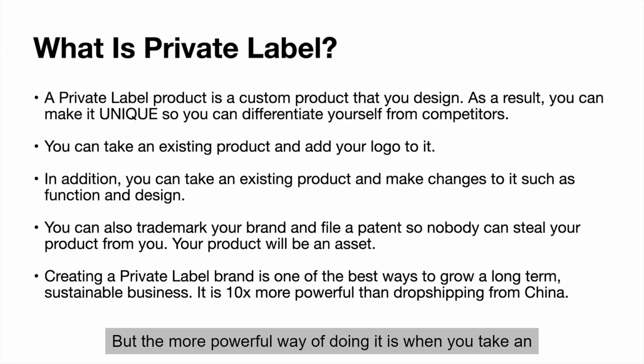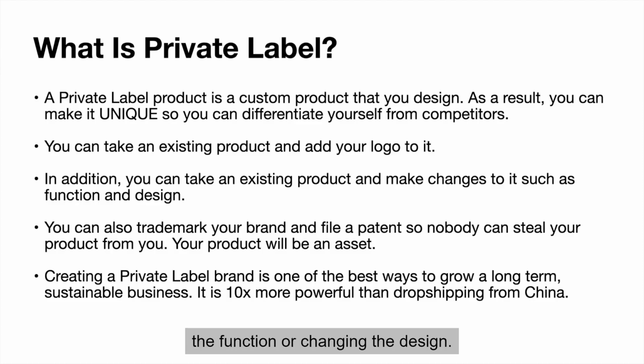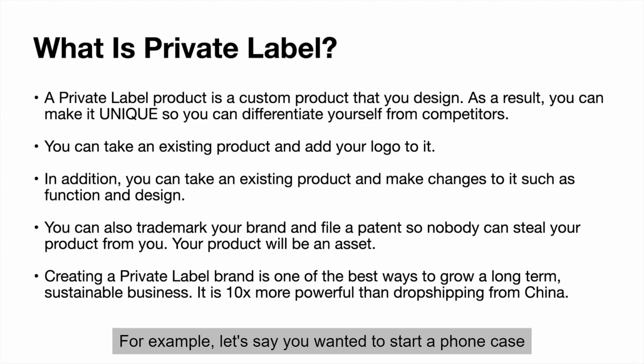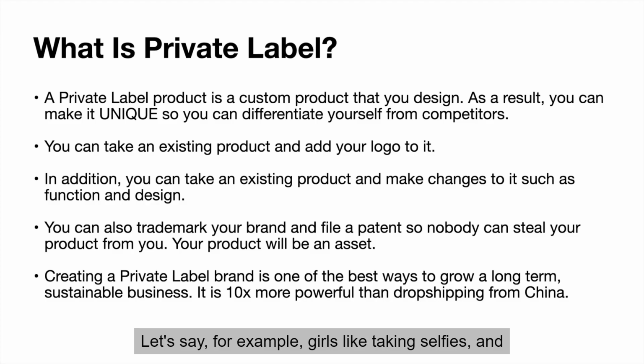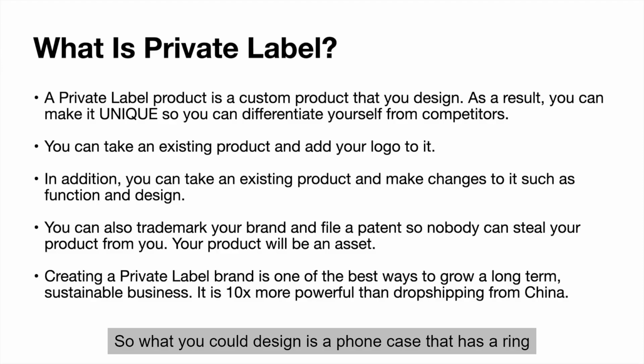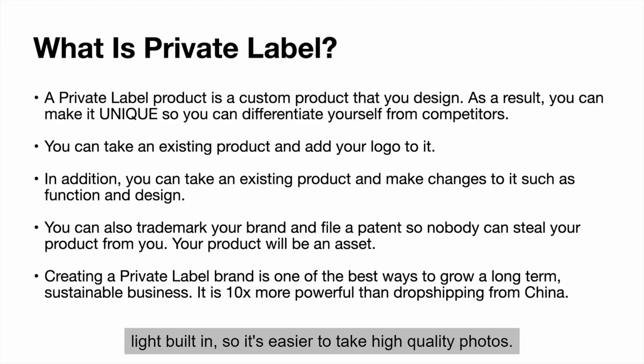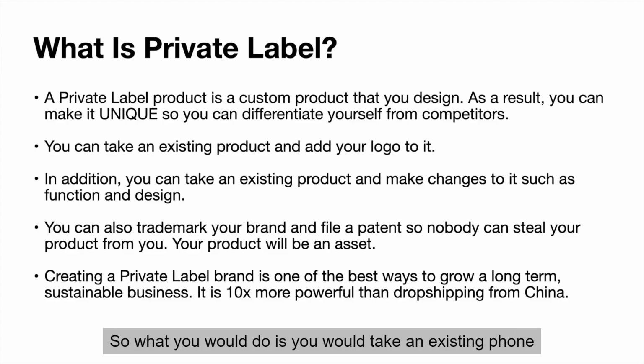But the more powerful way of doing it is when you take an existing product and make changes to it, such as changing the function or changing the design. For example, let's say you wanted to start a phone case company. To change the function, let's say, for example, girls like taking selfies. And one issue with taking selfies is if you don't have good lighting, it can be very hard to take a good photo. So what you could design is a phone case that has a ring light built in, so it's easier to take high quality photos. So what you would do is you would take an existing phone case and you'll add a ring light to that. So you create a new function.